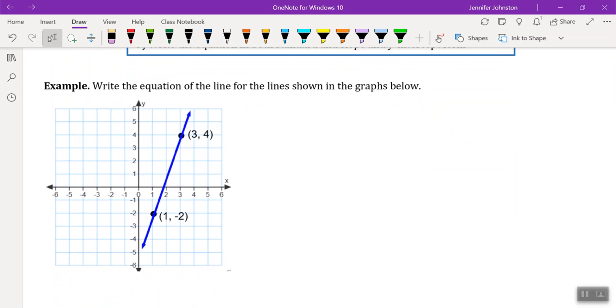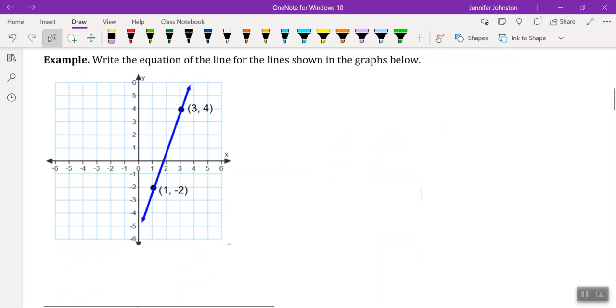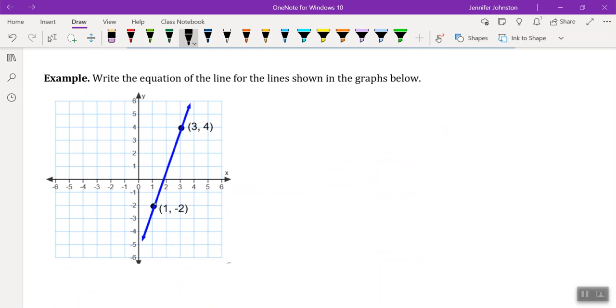So we're going to write the equation of the line for the lines shown in the graphs below. Okay, so first of all, we have this line. Can't really see what the y-intercept is, but if we determine the slope, we might be able to check it out, but there is another way of doing that too. So let's go ahead and first of all figure out what the slope is. Our slope is equal to y2 minus y1, so the change in the y's over the change in the x's.